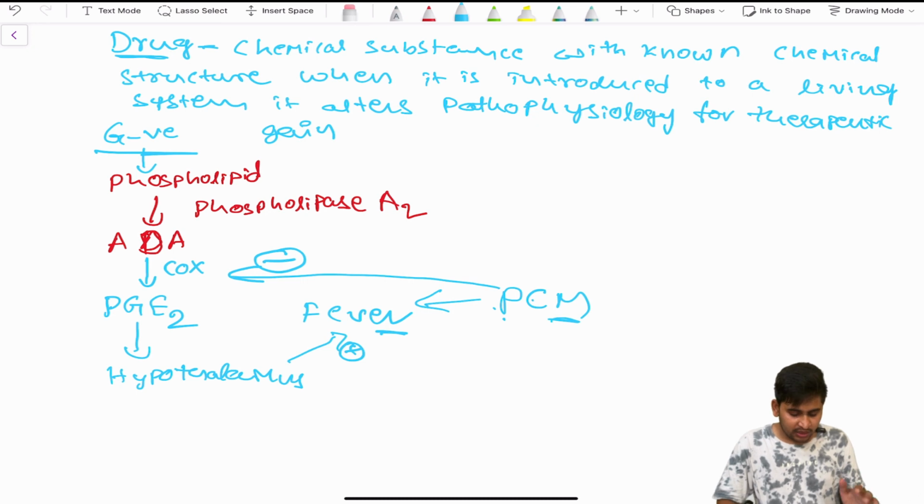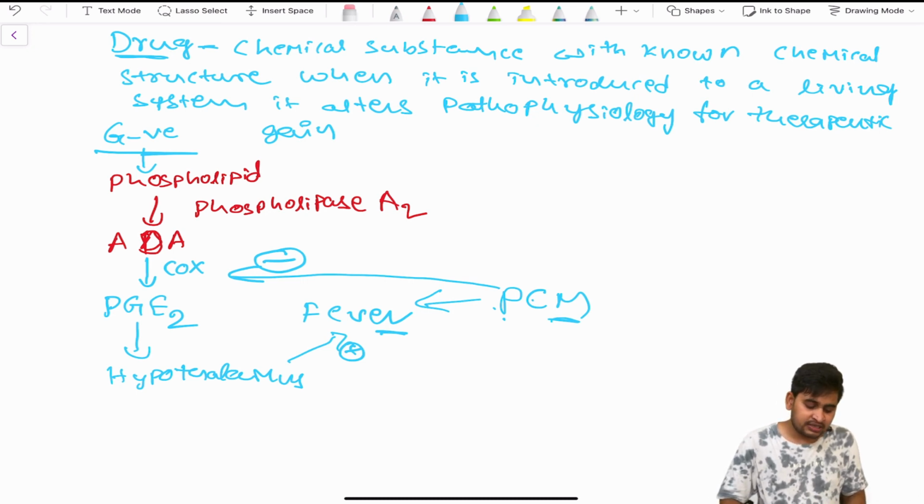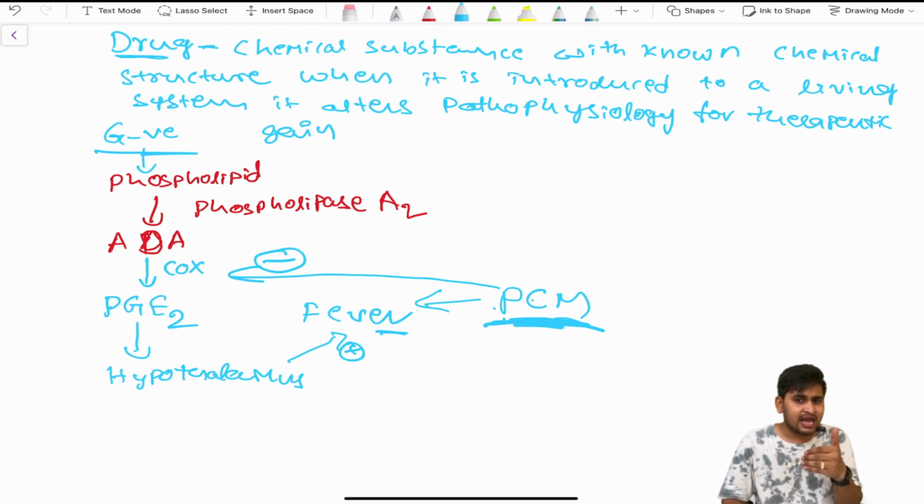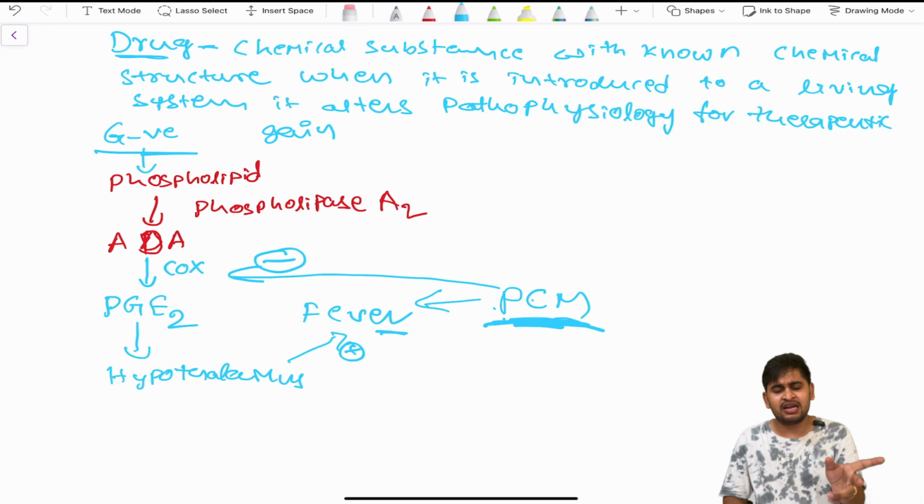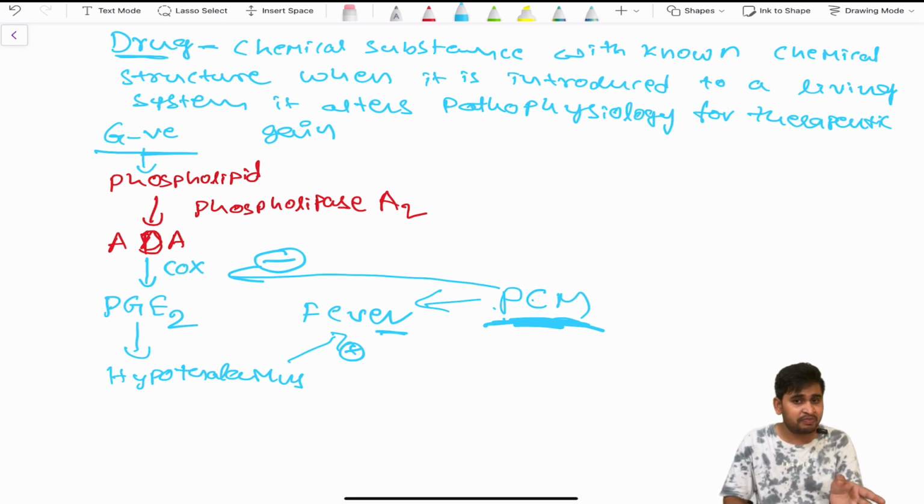So here I want to make you clear once more, right? So paracetamol is an acetaminophen, right? Acetaminophen is a structure for paracetamol. And it is a chemical when it was not discovered before. It is a chemical substance with known structure, that is, acetaminophen is a structure which we have elucidated through our analytical techniques. A chemical substance with known structure, when it is introduced to a living system, plants or animals, animals are human beings, alters the pathophysiology for therapeutic gain.